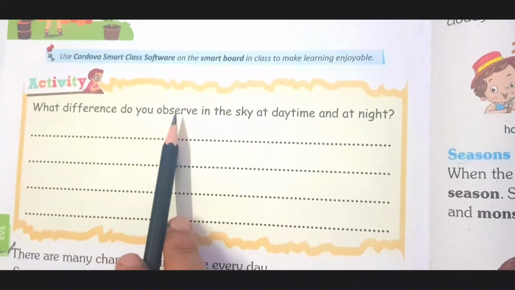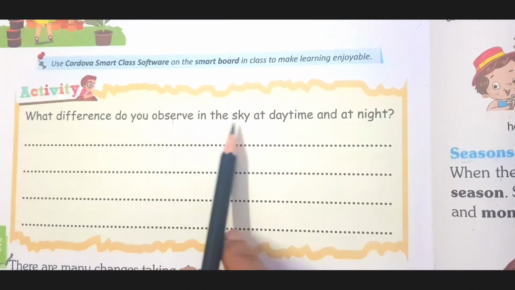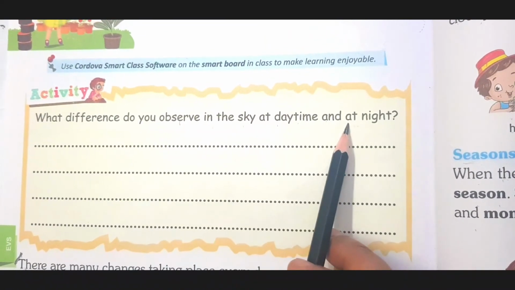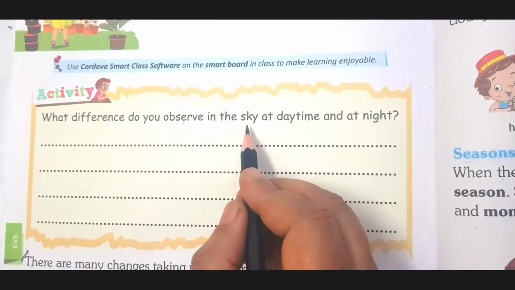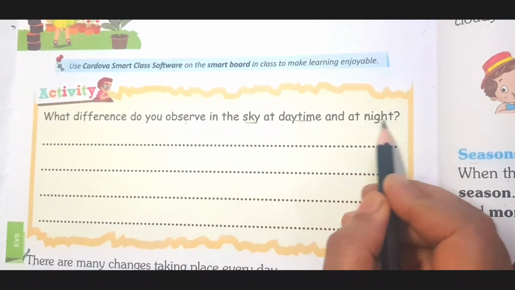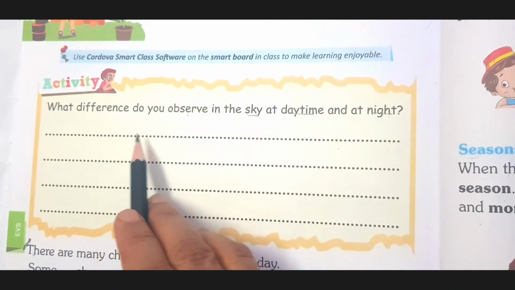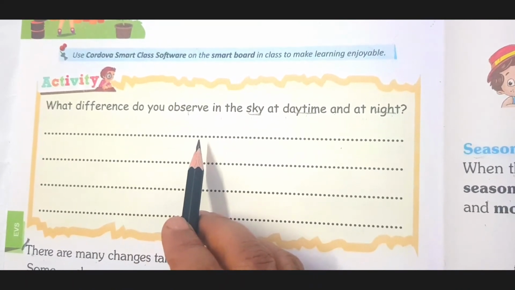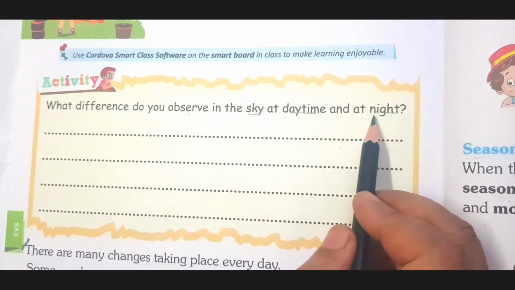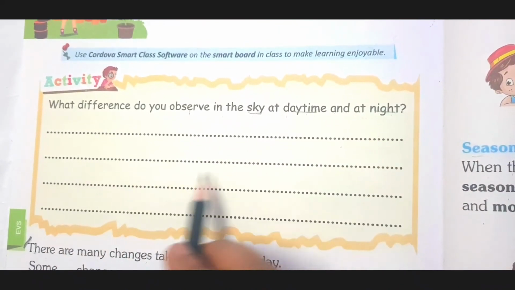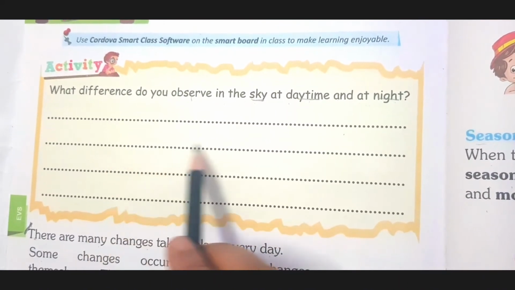What difference do you observe in the sky at daytime and at night? What do you see in the sky during the daytime and at night? Write it here. Okay, like in the daytime you see the sun, you see the clouds, and at night we see stars, moon. All this you can write here in the blanks given.